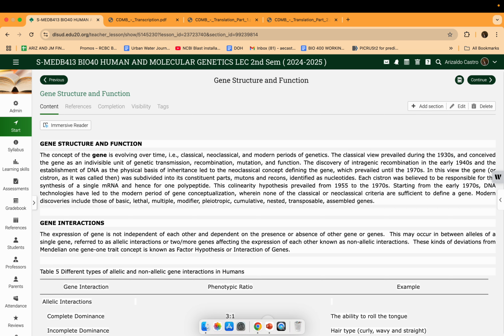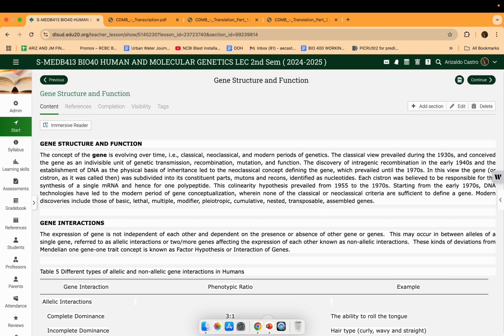The concept of the term gene has been evolving. The definitions of this term as used in molecular and human genetics have been evolving over time. We have three main views: the classical, the neoclassical, and the contemporary, the modern definition, starting from the late 1990s up to now.